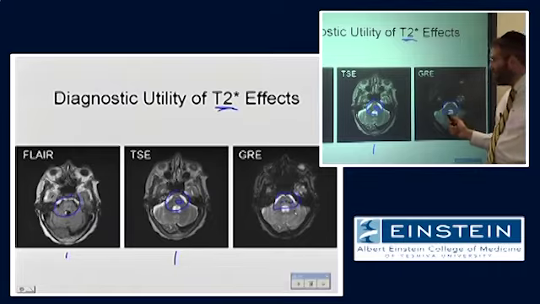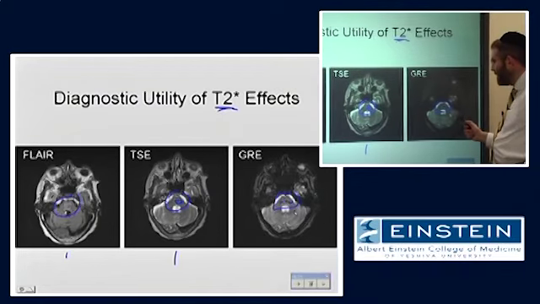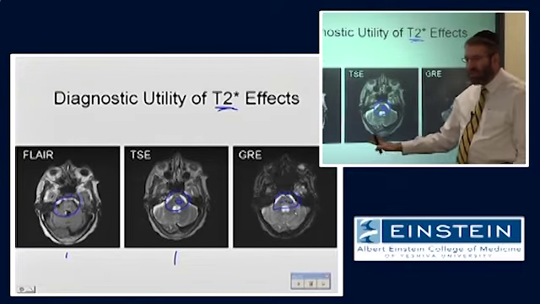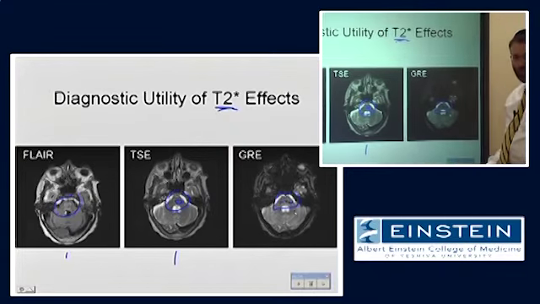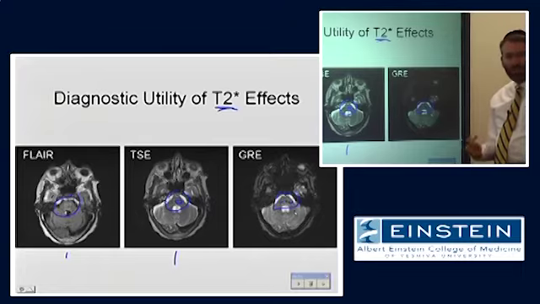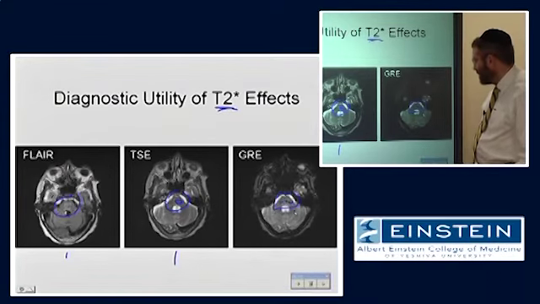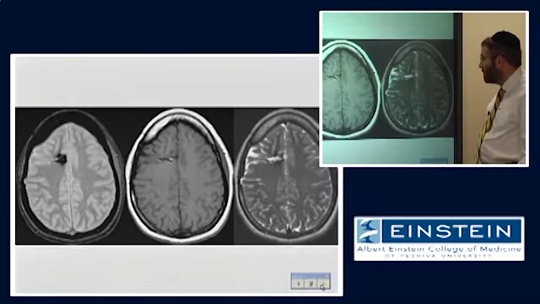So using images that are sensitive to these T2 star effects allows us to generate diagnostic information. And it's important to keep in mind that if you don't have this image, it can be very hard to detect some of these effects, whether they're small areas of calcification, small areas of hemorrhage, small vascular malformations that have blood products in them, whatever they happen to be.